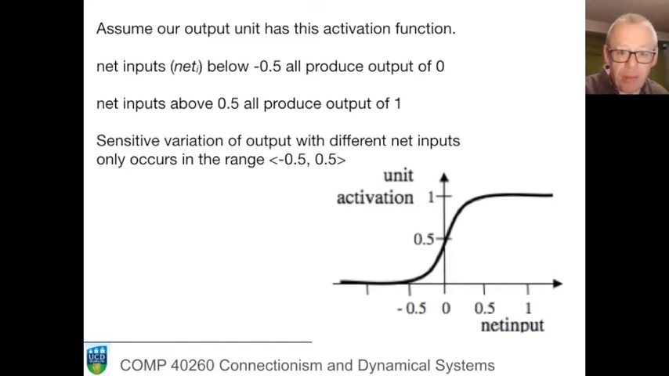Likewise, if the net input of this unit taken over the set as a whole were on average larger than 0.5, then typically this unit is only going to produce an output of 1. Sensitive variation of the output of this unit only happens when the net input to the unit is somewhere within the range roughly of minus 0.5 to 0.5.